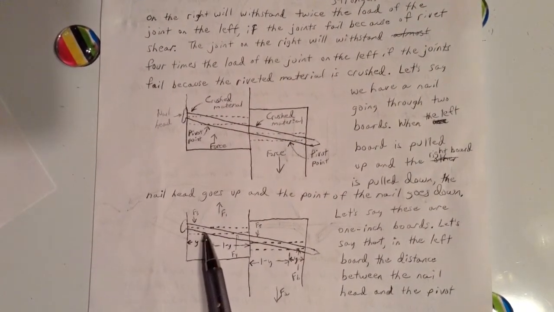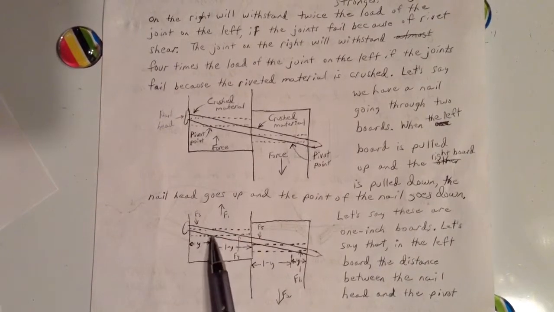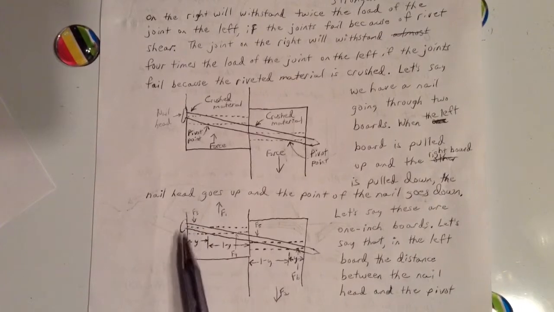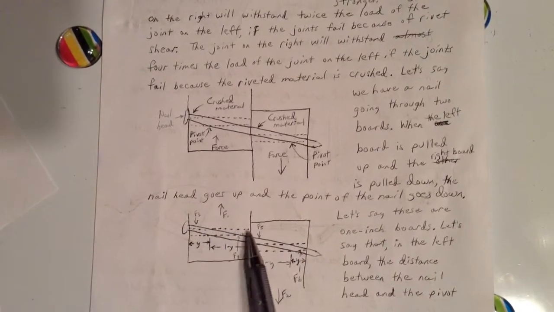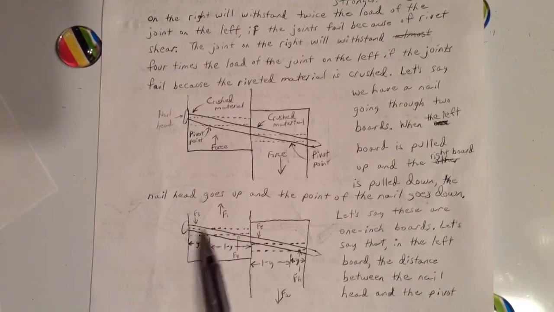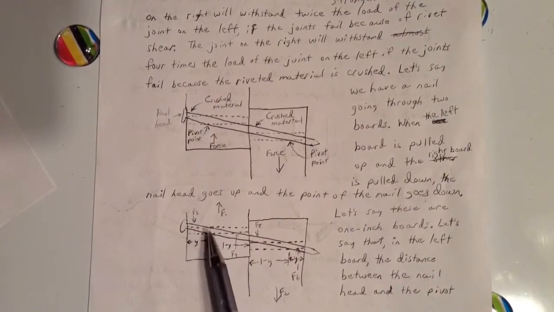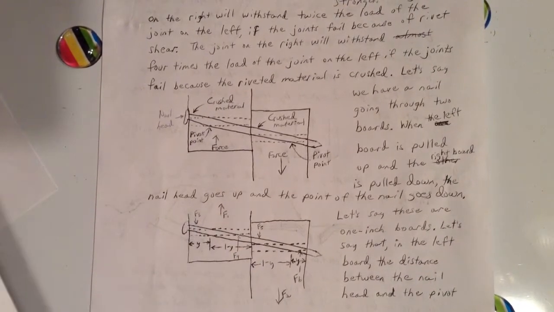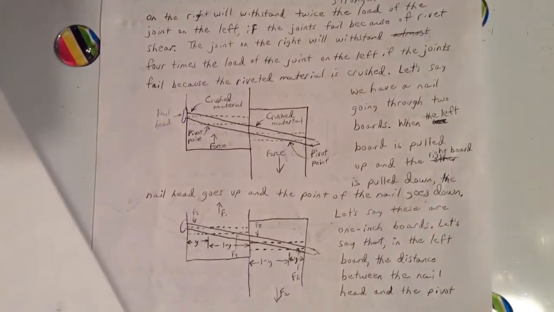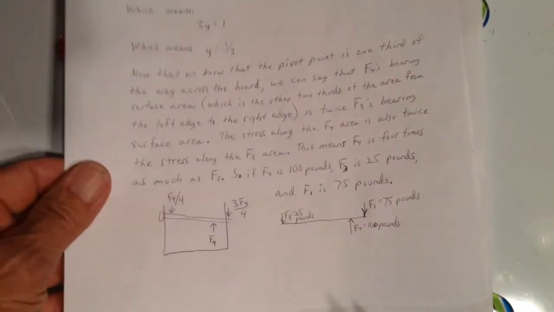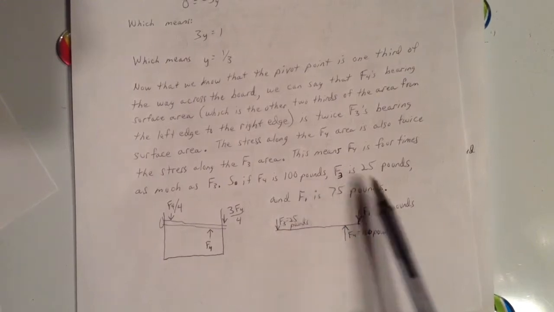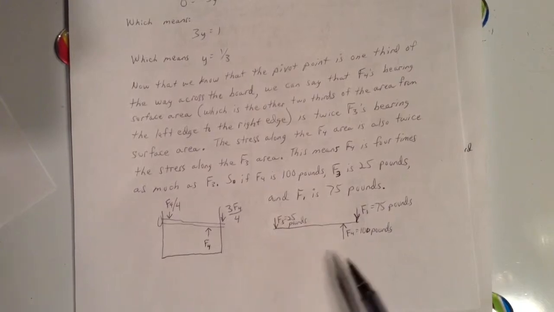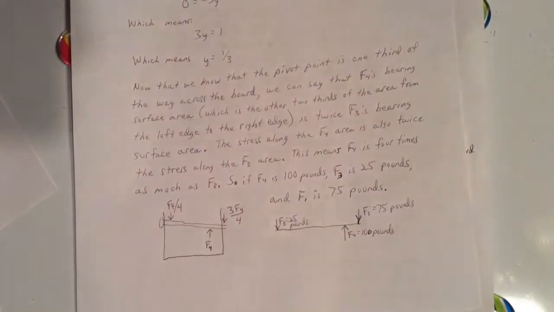This bearing surface area here from the pivot point to the right side is twice the area that this area is, which gives us F3. And we also know that the stress over here averages twice as much as the stress here. So if the area is twice as much and the stress is twice as much, the force is 4 times as much. F4 is 4 times F3. So if F4 is 100 pounds, then F3 would be 25 pounds and F1 would be 75 pounds.